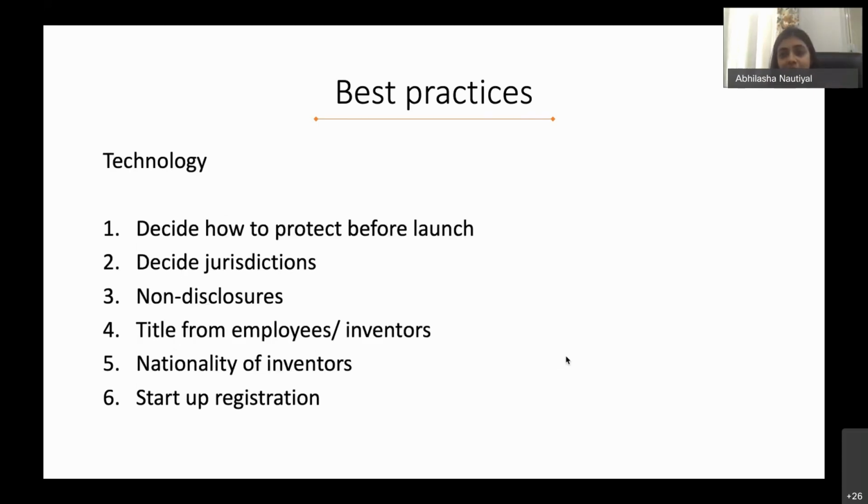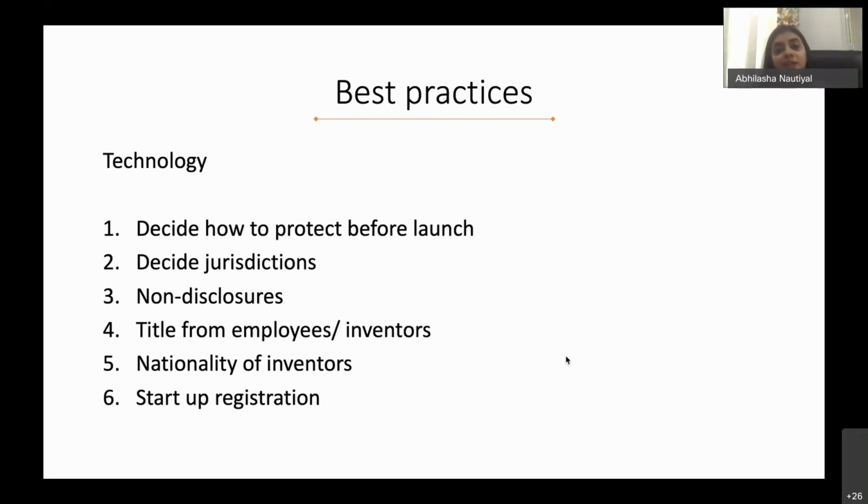Now, if you're looking for best practices for tech, how do you protect your tech? First, decide how you want to protect it. Before you launch it, do you want to protect it as a trade secret, do you think copyright is it, or do you want to file a patent application? All of these decisions have to be made before you launch your product, for the simple reason that you will not qualify for trade secret protection or patent protection if your product is launched.